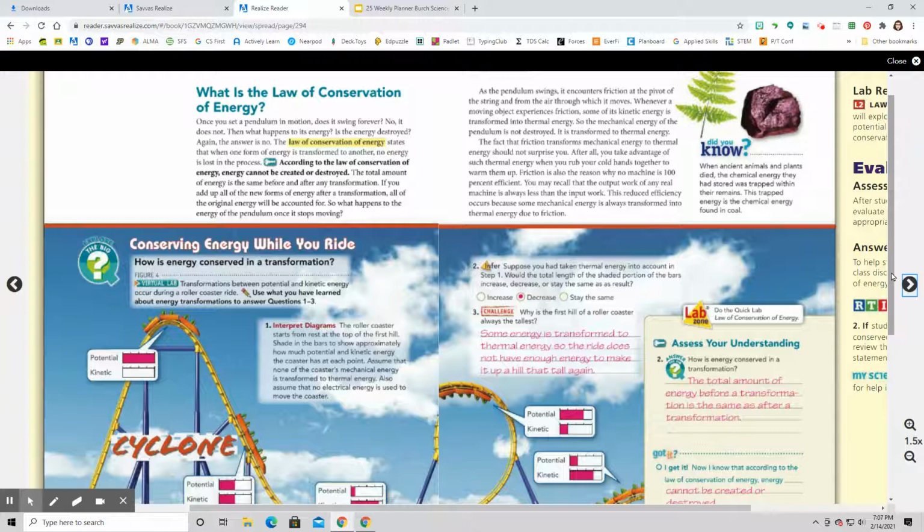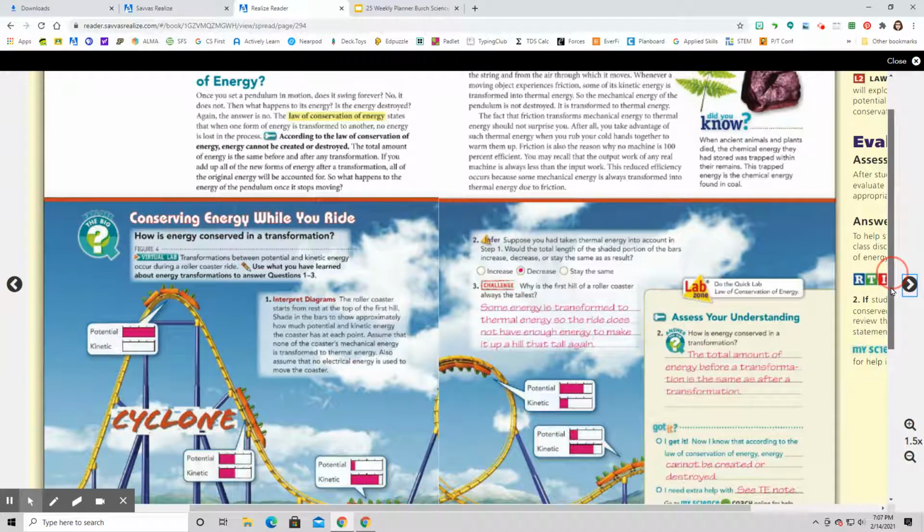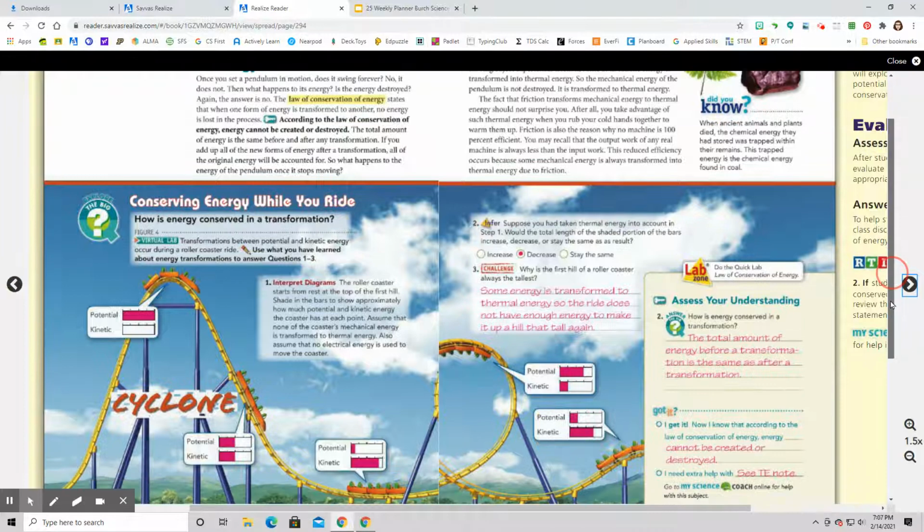The law of conservation of energy we've talked about before. When energy is transformed from one type to another, no energy is lost in the process and no extra energy just shows up from nowhere. So, however much energy you started with at the beginning is how much you need to keep track of throughout the process.